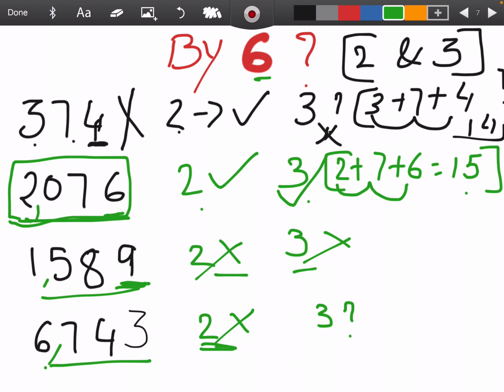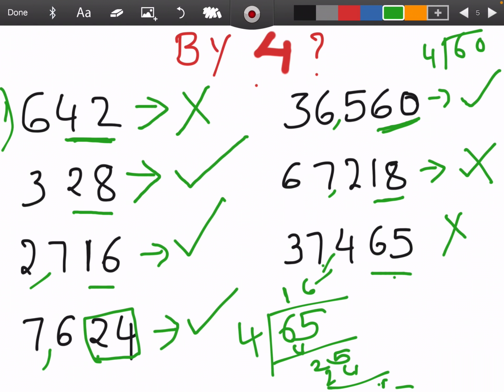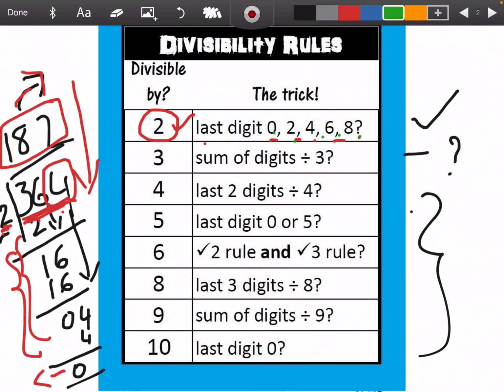So hope this video gave a good idea of how to quickly find if a number is divisible by 2, 3, 4, 5 and 6.